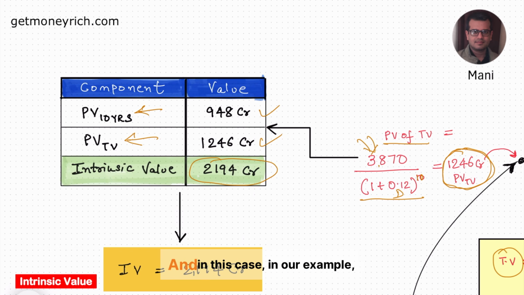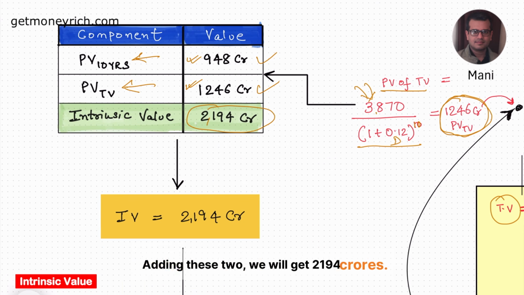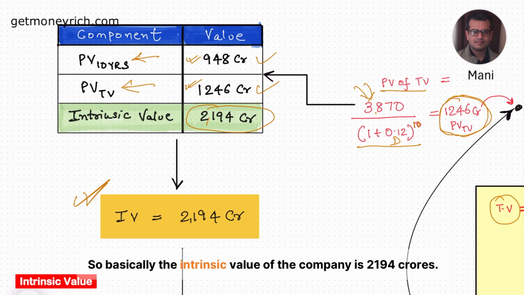Once we add these two values, what we will get is the total intrinsic value of the company. In our example, for the first 10 years, the present value was 948 crores. For the terminal value, it is 1246. Adding these two, we will get 2194 crores. So basically the intrinsic value of the company is 2194 crores.